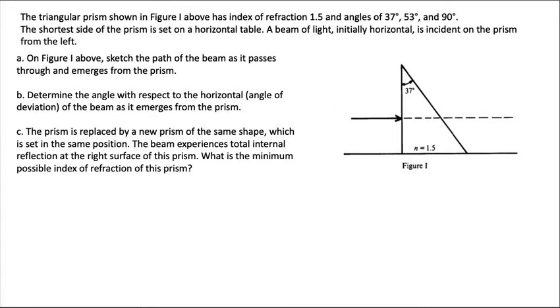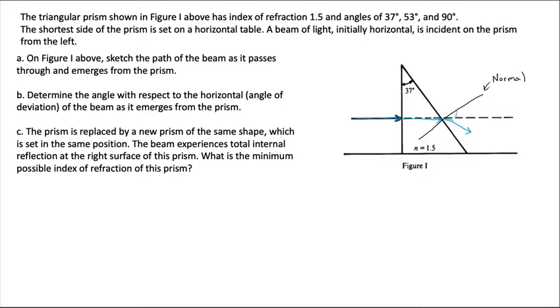So part A on figure 1, say it's to pass the beam as it emerges through the prism. So here's our beam, right? And as the beam enters, it's just going to continue straight forward along this dotted line, because it's coming in perpendicular. And then we've got to figure out which way it's going. You have to draw in your normal perpendicular.